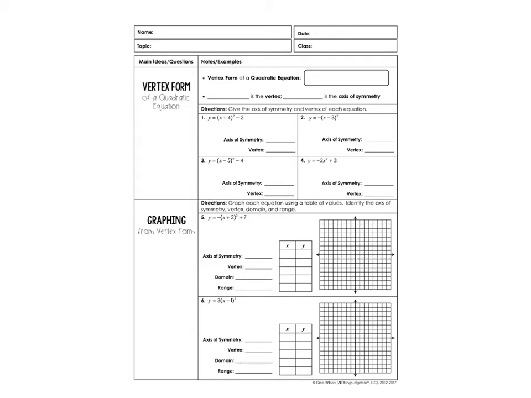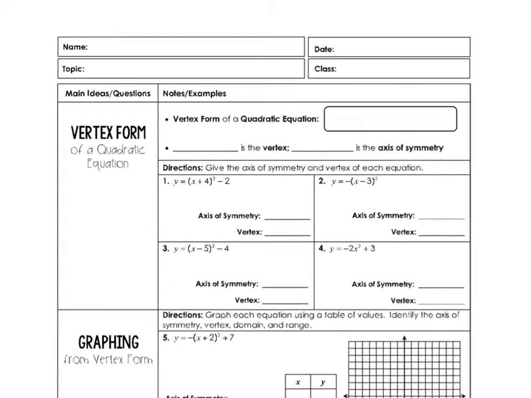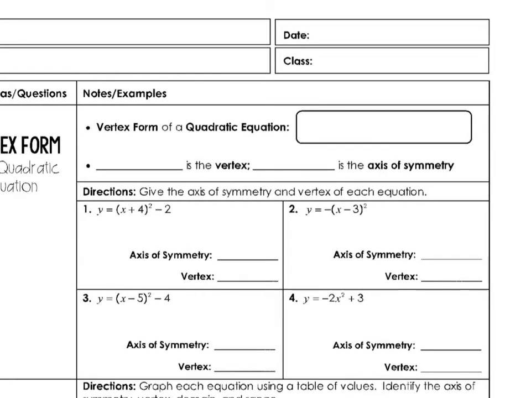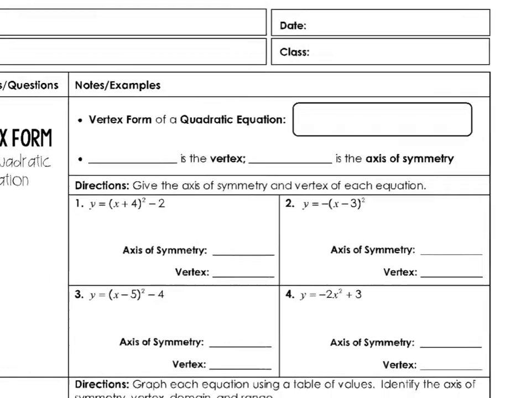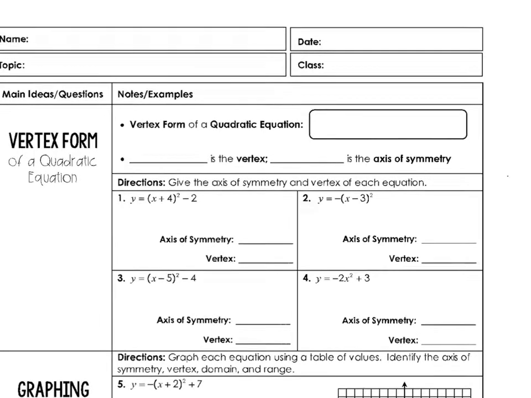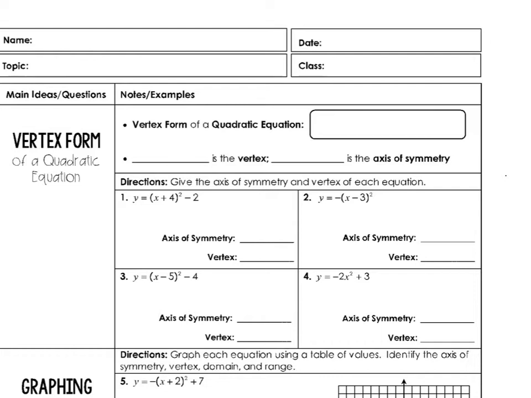Alright, I want to start off this video reviewing what we've already talked about, the vertex form. I think in yesterday's video for the class, I did not include this page. So, okay, vertex form is y equals a times x minus h squared plus k.